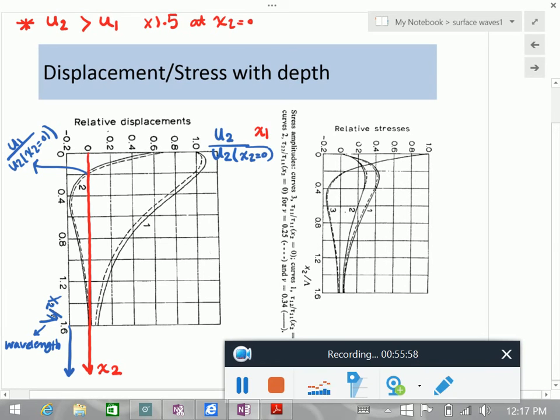Yes, good observation. So u1 at about 0.2 times, this is like x2 over lambda. So here it's changing direction. This doesn't have much practical implications in what we will talk about later, but it's an important point. u1 changes direction at x2 about 0.2 times lambda.